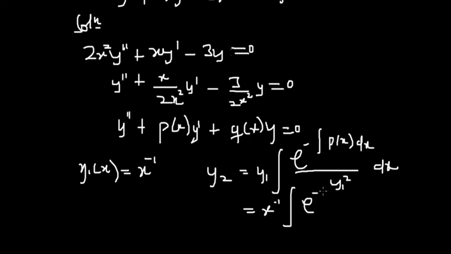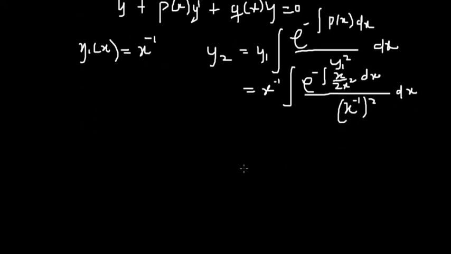Minus p of x is x on 2x squared. So we have x on 2x squared dx, and then we divide the whole of that by y1 squared. So that's x minus 1 squared dx. Yes, let's proceed.